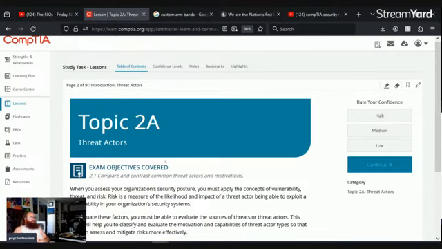Introduction. Threat actors. Topic 2A. Threat actors. Exam objectives covered: 2.1 Compare and contrast common threat actors and motivations.